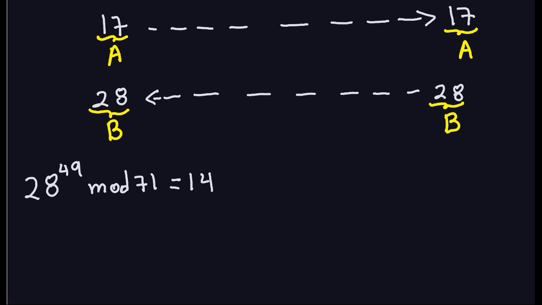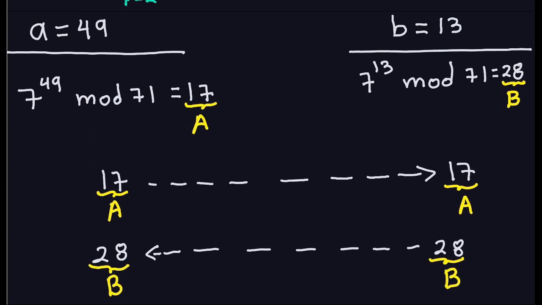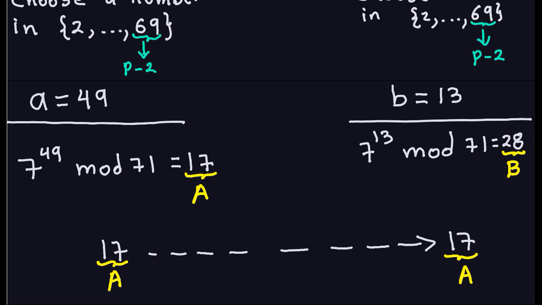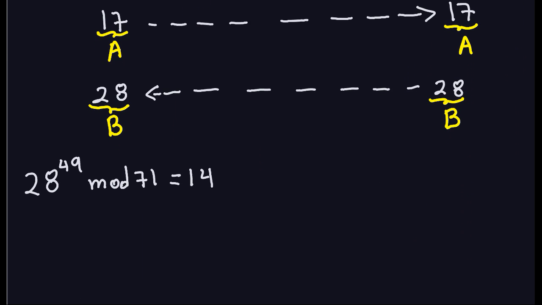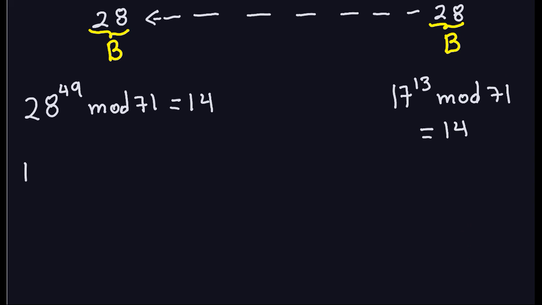Now, Bob is going to do something similar. Bob is going to take the number that Alice sent to him and do the exponentiation with the exponent that he chose, which in this case was 13. So he's going to do 17 to the 13 modulo the prime, and in this case the prime number is 71. If you actually go ahead and compute that, that's also going to give you 14. So 14 is the key. So 14 is the shared key.